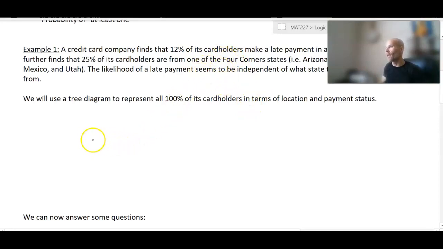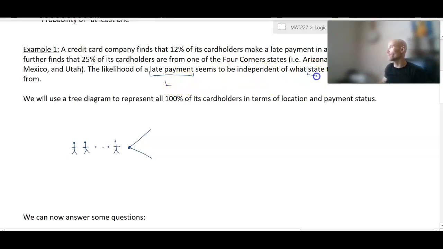So I'm going to start off with a tree. Let's imagine that we have a bunch of people lined up. Okay, you can appreciate my art here. Perhaps we have, maybe 100 people. And they enter this path, right? So this is the root of the path, and they go one of 2 ways. What I mean by one of 2 ways is either they are going to make a late payment or not. And so we'll define that a late payment, maybe we'll just say L for late, and what state they're from. Well, they're either from Four Corners or not from Four Corners.